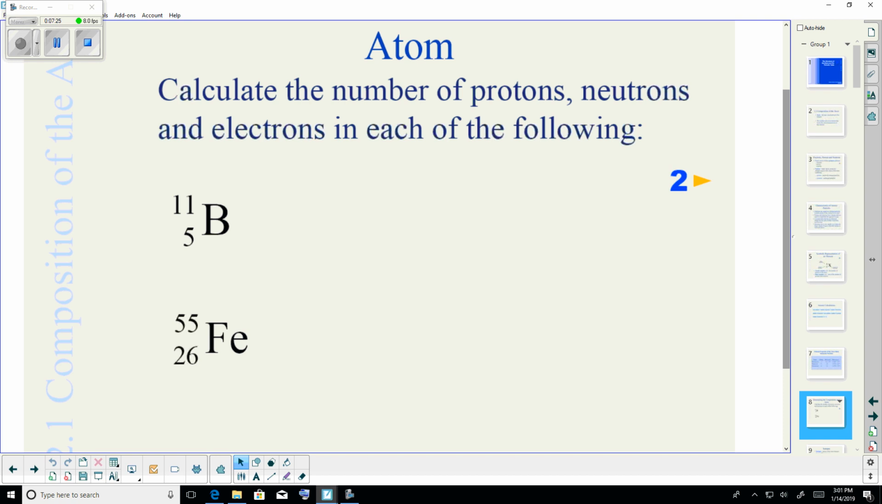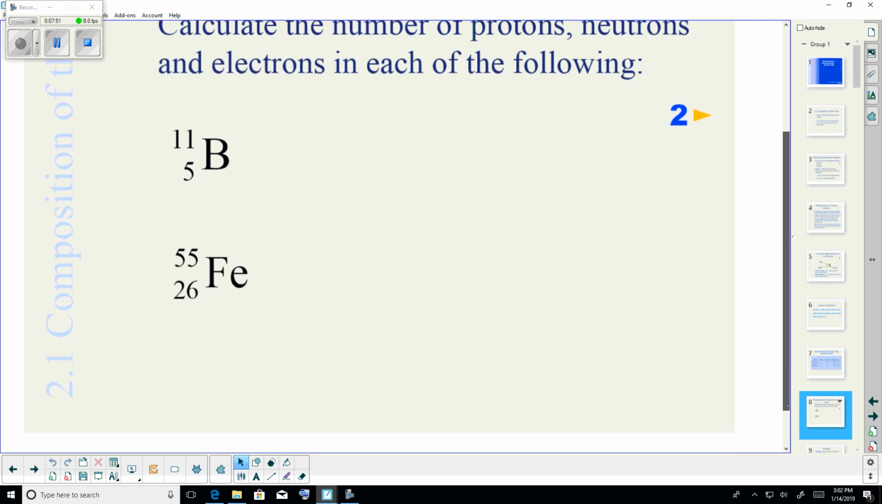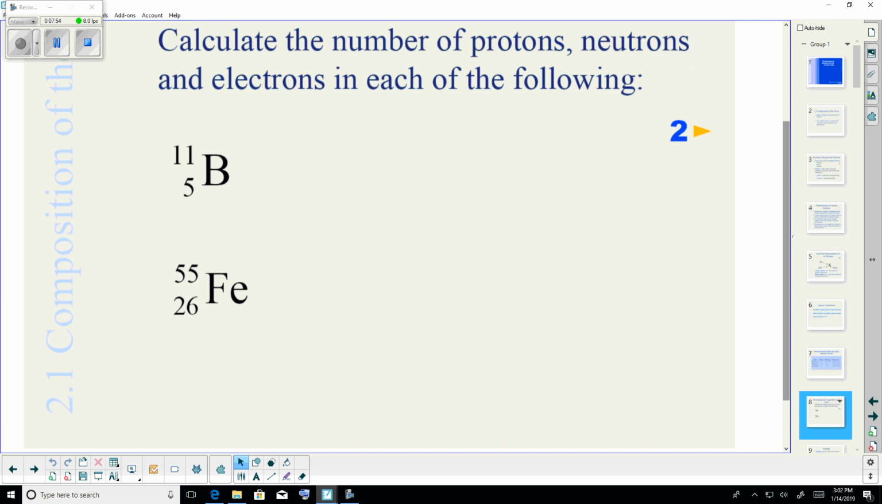Iron. How many neutrons? Uh-oh. Advanced level math. 29 neutrons. How many electrons? 26. How many protons? 26. That's all there is there.